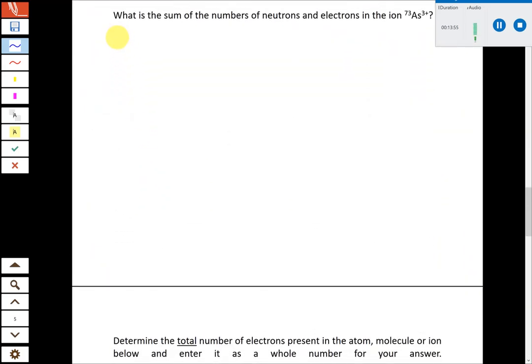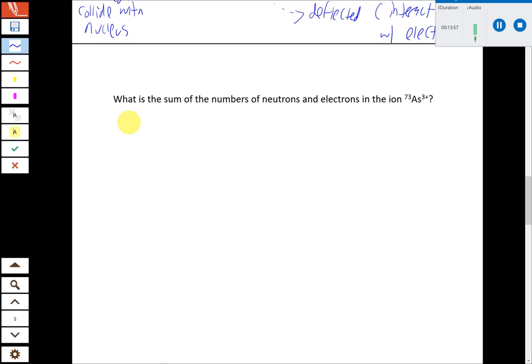Now, there were a good number of questions on this homework assignment that asked us to count the number of subatomic particles, so the number of neutrons, number of electrons, and so on. There are a lot of variations on this, so you might not have gotten this exact problem, but there were a lot that were like this that we should understand how to do.